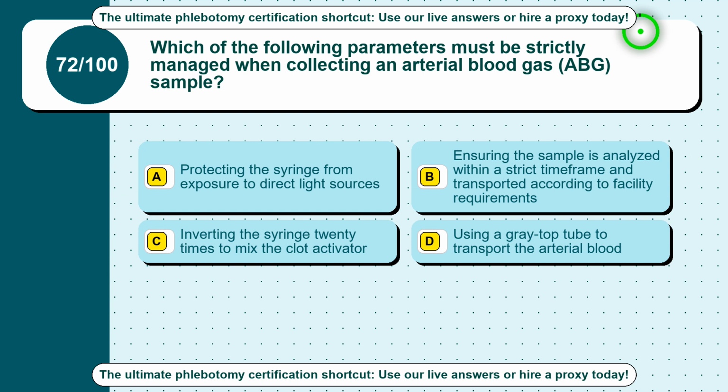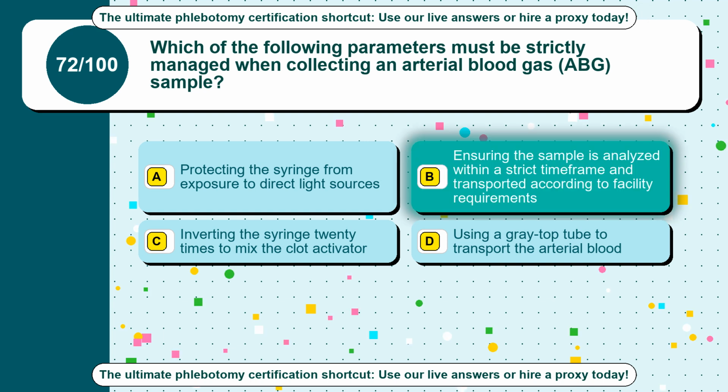Question 72. Which of the following parameters must be strictly managed when collecting an arterial blood gas (ABG) sample? Option A, protecting the syringe from exposure to direct light sources. Option B, ensuring the sample is analyzed within a strict time frame and transported according to facility requirements. Option C, inverting the syringe 20 times to mix the clot activator. Option D, using a gray top tube to transport the arterial blood.